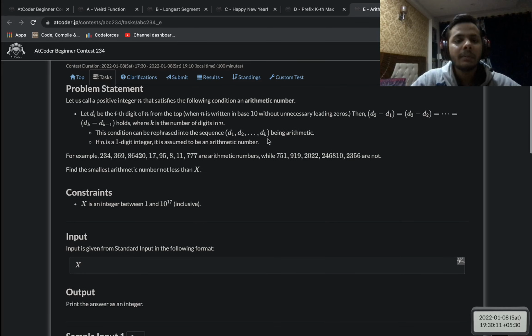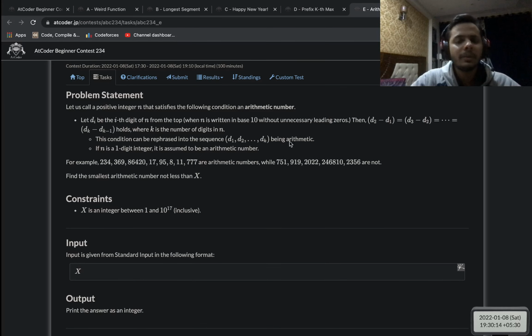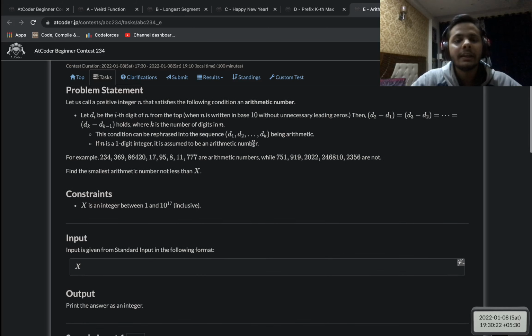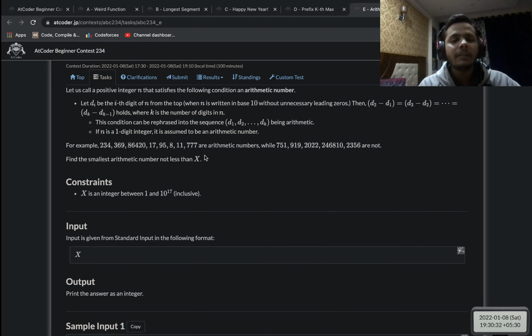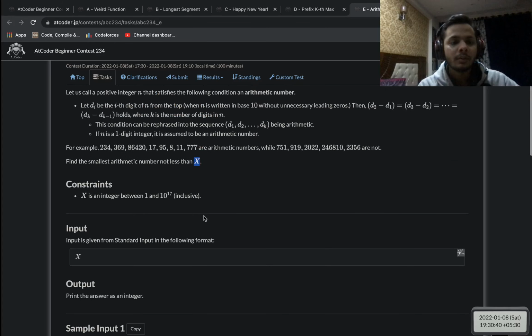So this condition can be rephrased into the sequence d1, d2, up till dk being in an arithmetic progression, right? Also, any one digit number is assumed to be an arithmetic number. So basically, a number is an arithmetic number if all of its digits are in arithmetic progression, right? And in this problem, we have been provided with a number x, and we need to find the first arithmetic number which is greater than or equal to x. So find the smallest arithmetic number not less than x, and if a number is not less than x, it is greater than or equal to x, right?